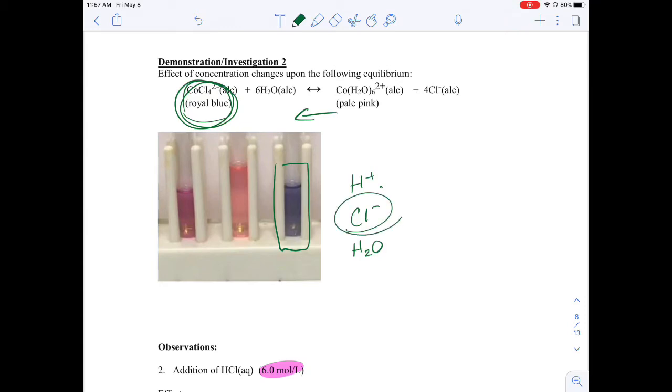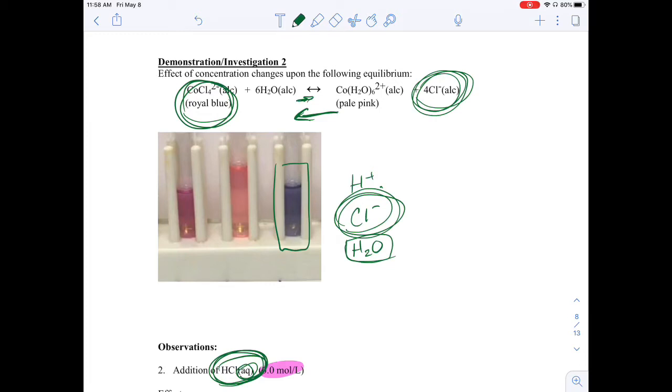The reason is that we've added a lot of chloride ions, and so as we add those chloride ions, it shifts to the reactants, right? So it's shifting to the reactants to use up those extra chlorides. But subtly, there's another thing happening. We're adding a little bit of water because we've added aqueous hydrochloric acid. If this had been HCl dissolved in alcohol, it actually would have shifted and made it more purple. But because it was HCl(aq), it shifts back a little bit for the water.